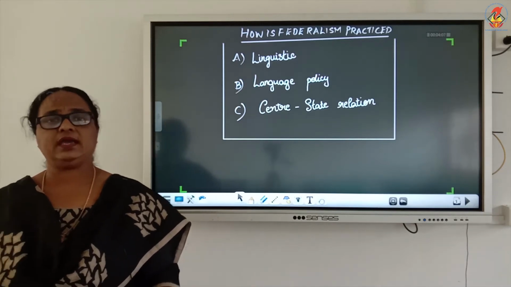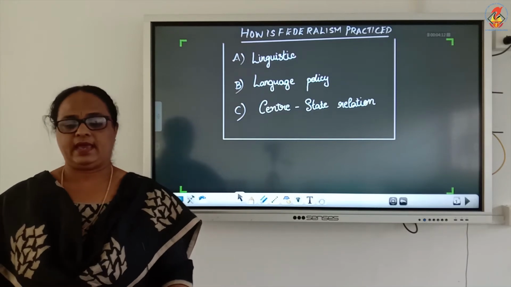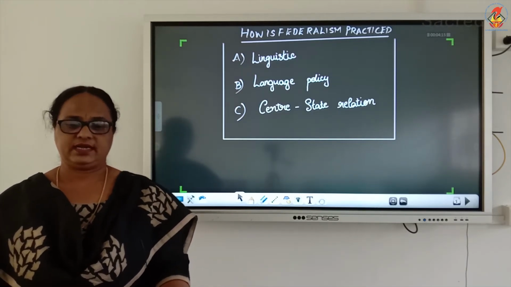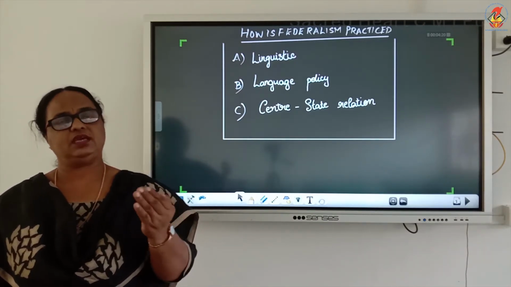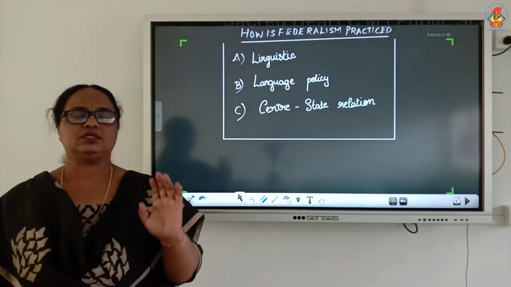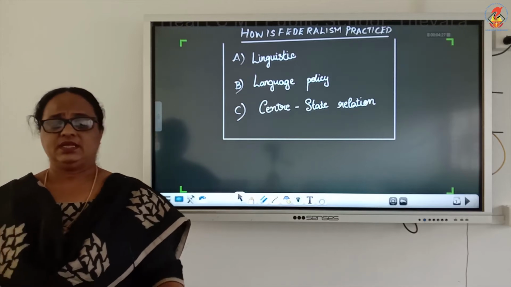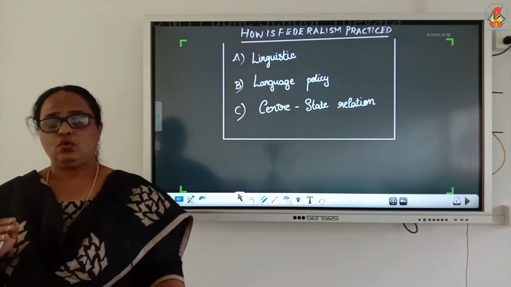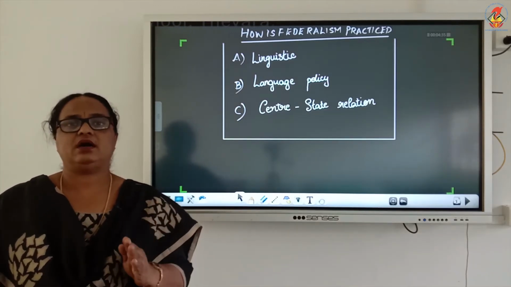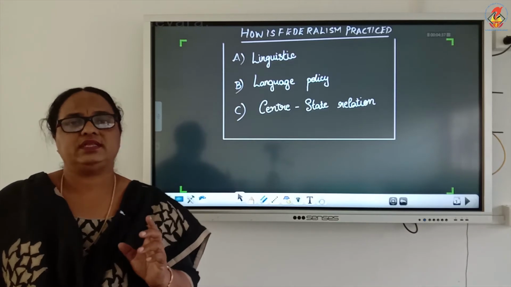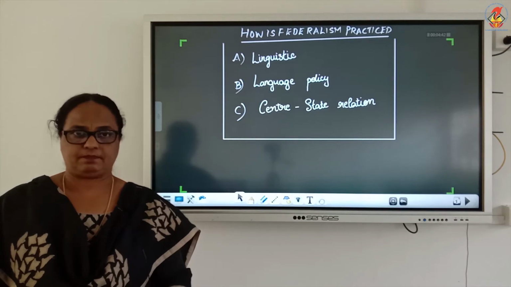For a long time, the same party ruled both at the center and in most of the states. That is, if the Congress was ruling at the center, almost all the states were also ruled by the Congress. So, in those days, the central government would often misuse the constitution to dismiss the state governments that were controlled by the rival parties. This undermined the spirit of federalism.